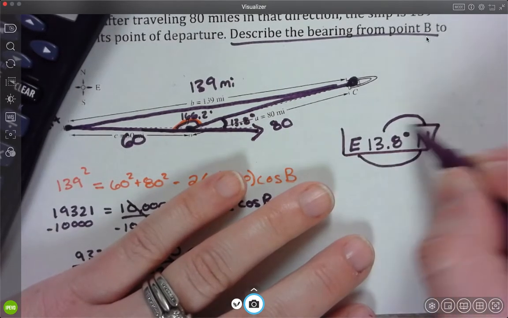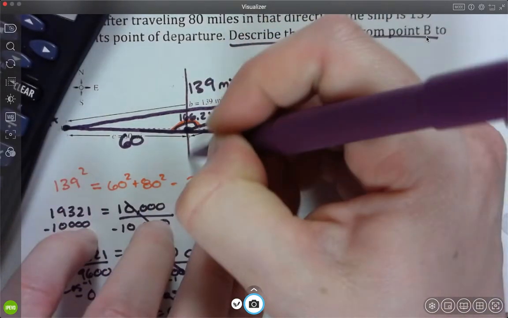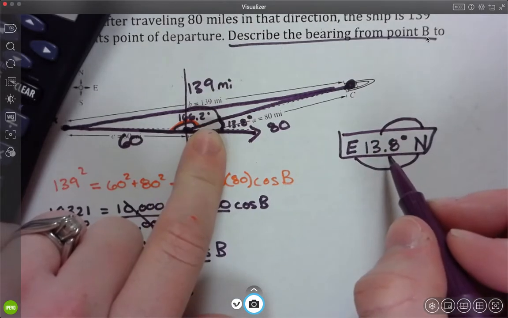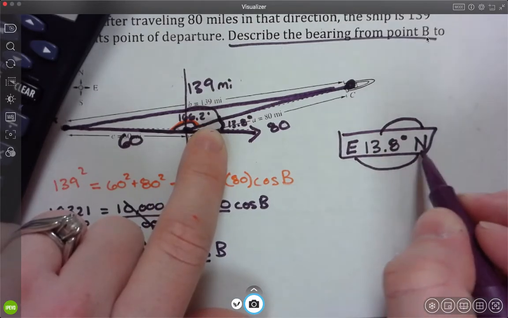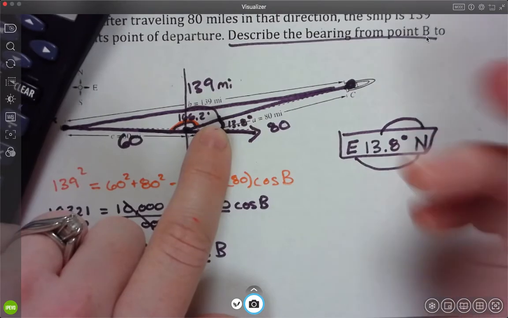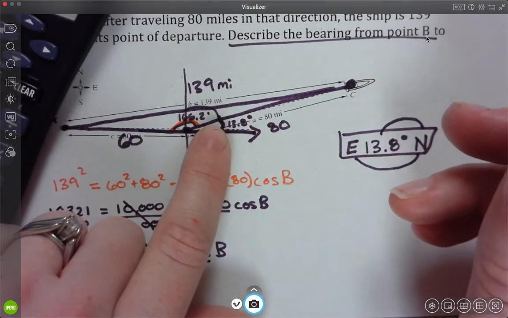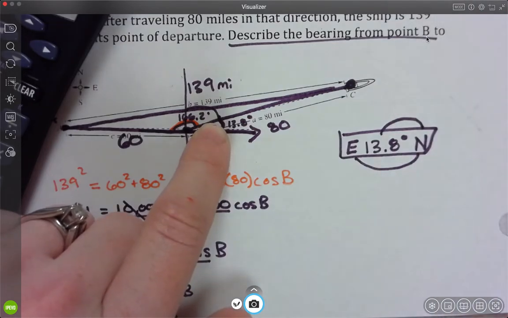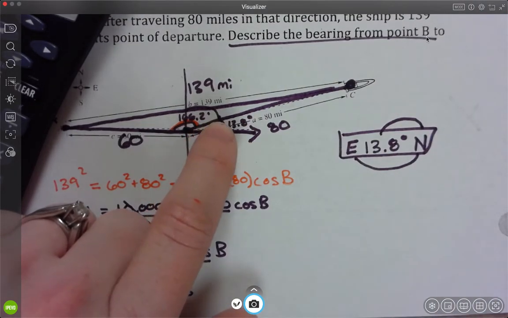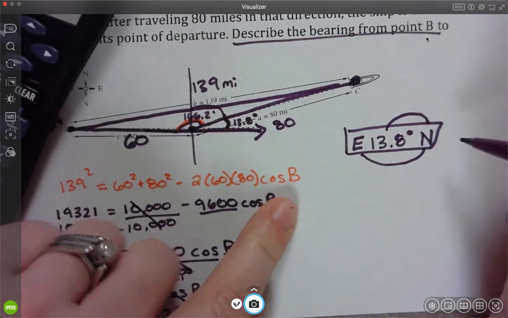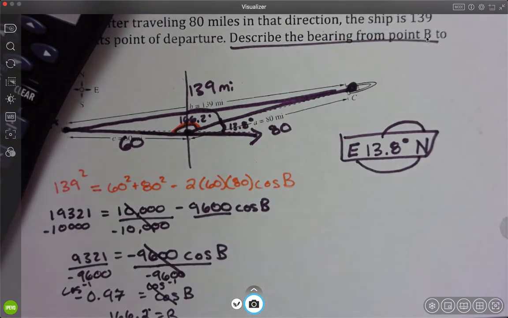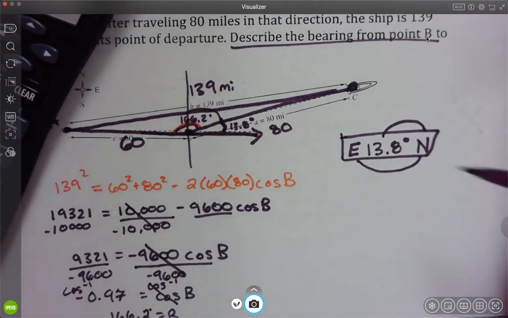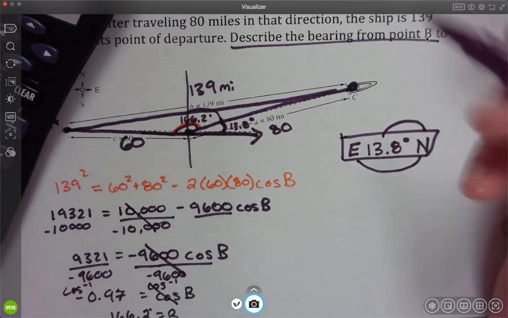We could have also talked about this as being east of north. So instead of 13.8 degrees north of east, it would be like 76 degrees east of north. We could have written it that way as well. But I'm just going to leave my answer as north of the east direction. And that's where C lives.